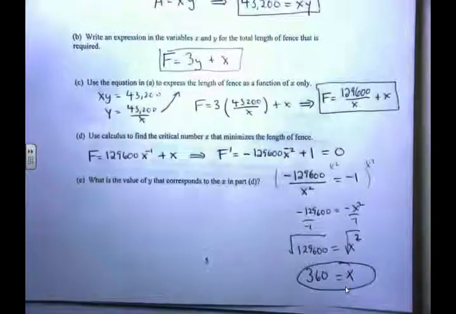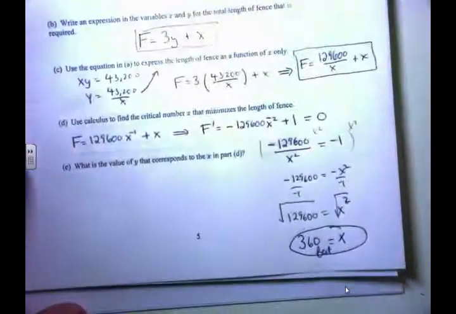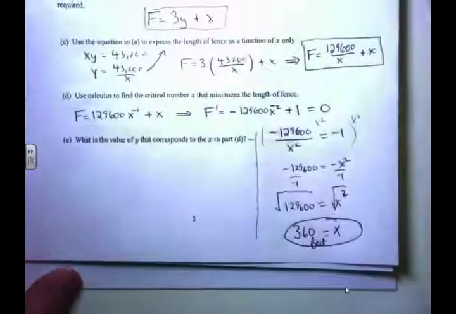But wait a minute here. Don't forget your units. What are your units? What is x being measured in? x is the length of the fence, which is measured in what? Feet. So that would be 360 feet. That is the answer for part D.